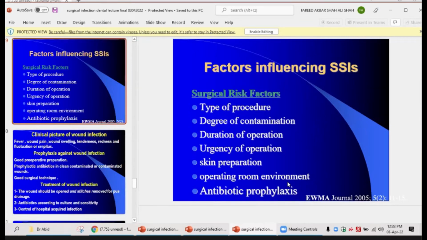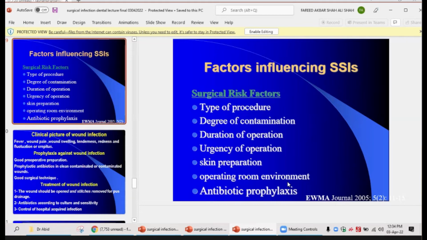Okay, factors influencing the surgical site infections. This is the type of the procedure, the degree of contamination, the duration of the operation, the urgency of the operation, the skin preparation. So here we see that it depends on what type of procedure we are doing, what is the degree of contamination, and how long is the duration of surgery. If it is longer, then there are more chances of infection.